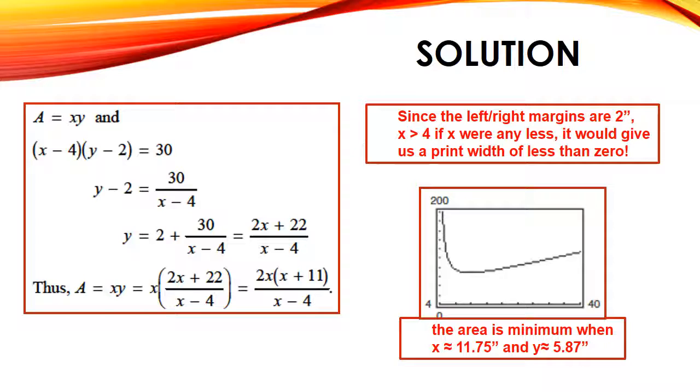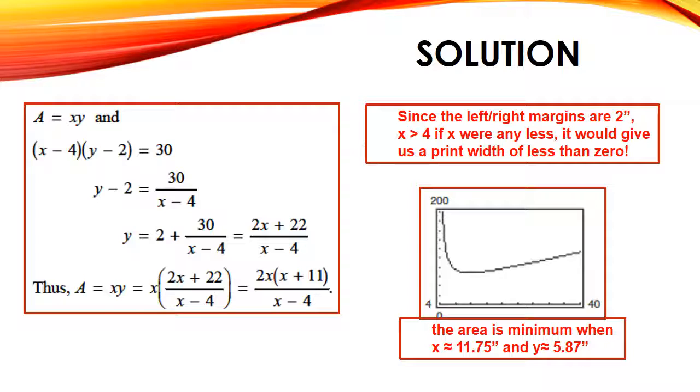So the area is x times y, but we're going to substitute 2x plus 22 over x minus 4 for y, because we only want one variable. And so we have x times 2x plus 22 over x minus 4. And then what they did is they went ahead and multiplied the x through, and they also factored out a 2 there. So you have 2x times x plus 11 over x minus 4.